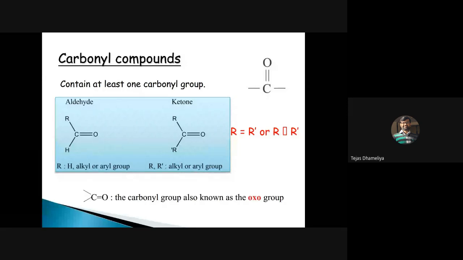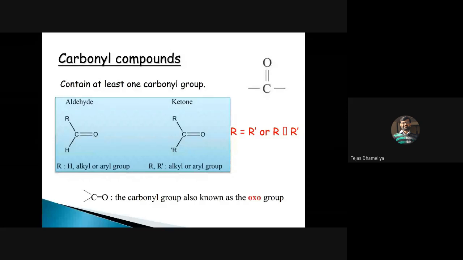Carbon will have positive charge. So this positively charged carbon will make the nucleophile react with itself, because plus reacts with minus, and minus reacts with plus. And these are the carbonyl compounds which I have shown on your screen.